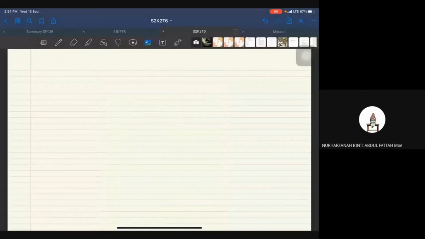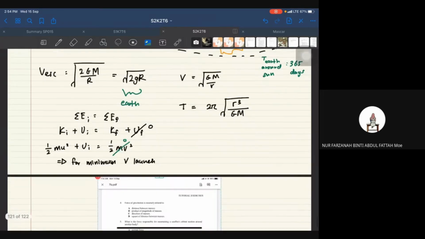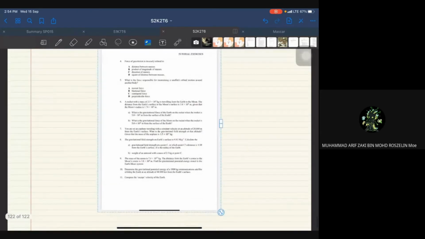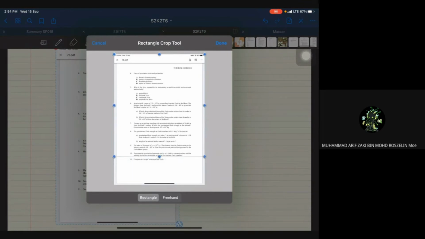Maybe we can try to look at the next question. I think question 11 lah. Tadi kita buat soalan mana ya? Lupa. Tadi kita buat 9 ke 10? 9 sir. Tadi 9. Okay, maybe kita boleh buat 10 terus. Kita buat 10 dulu. Lepas tu kita buat 11 and so on.